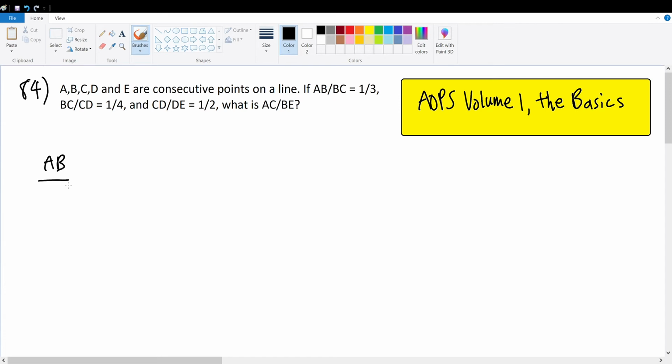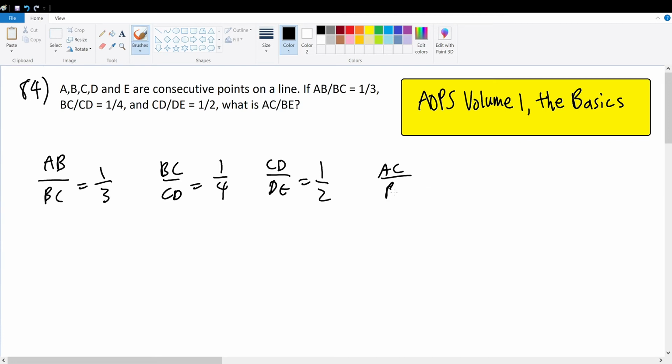us solve our question. So AB over BC is 1/3, BC over CD is equal to 1/4, CD over DE is equal to half, and we're trying to solve for AC over BE. And we know that since this is a consecutive line, we can draw ourselves a rough model of what this is situating. So that's A. Let's call this B. Let's call this C. Let's call this D. And let's call this E.